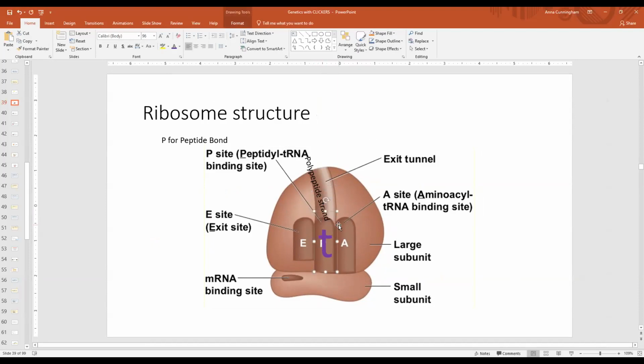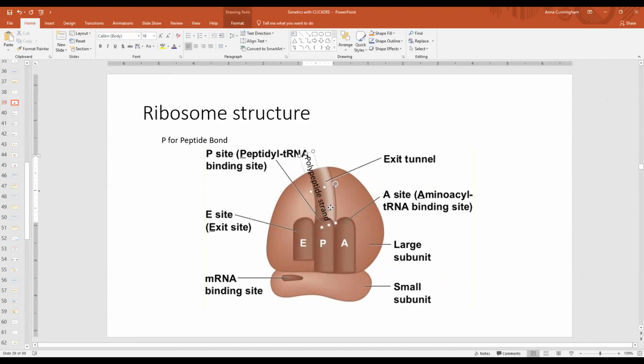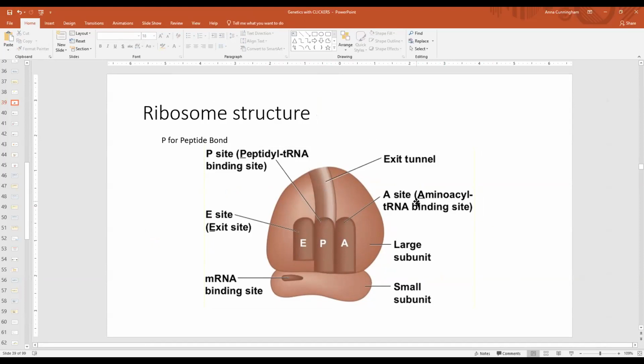So that's kind of what happens. And again, we're going to look at this process take place. The A site is where tRNAs enter the ribosome. They shift over into the P site. That exit tunnel is where we have that polypeptide. And then when it shifts over again, the E site is where a tRNA that has dumped its amino acid is allowed to exit.